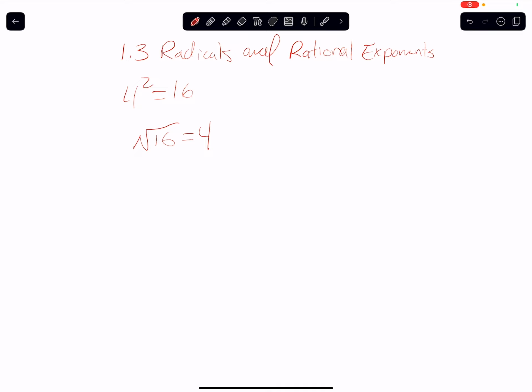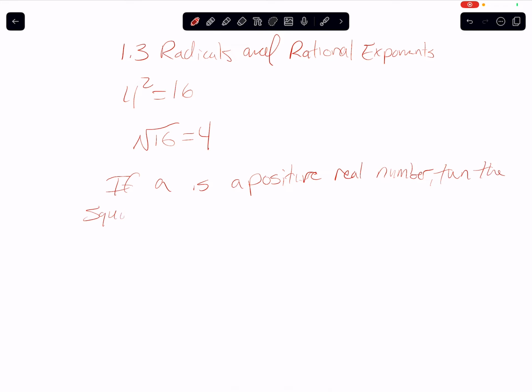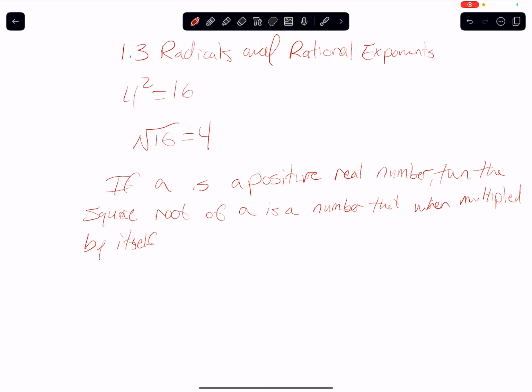So it is the case that if a is a positive real number, then the square root of a is a number that when multiplied by itself is equal to a.